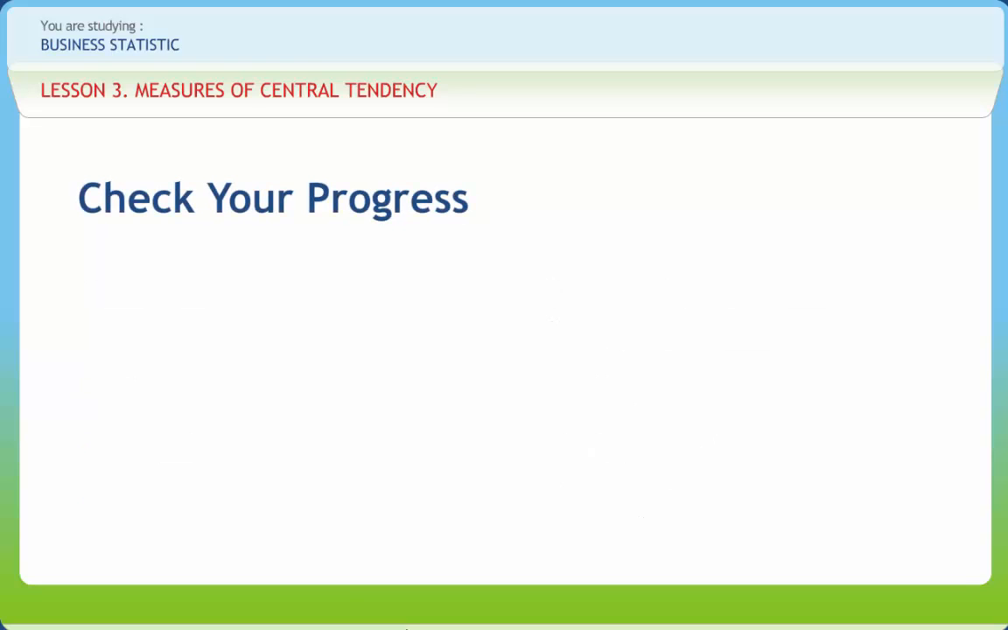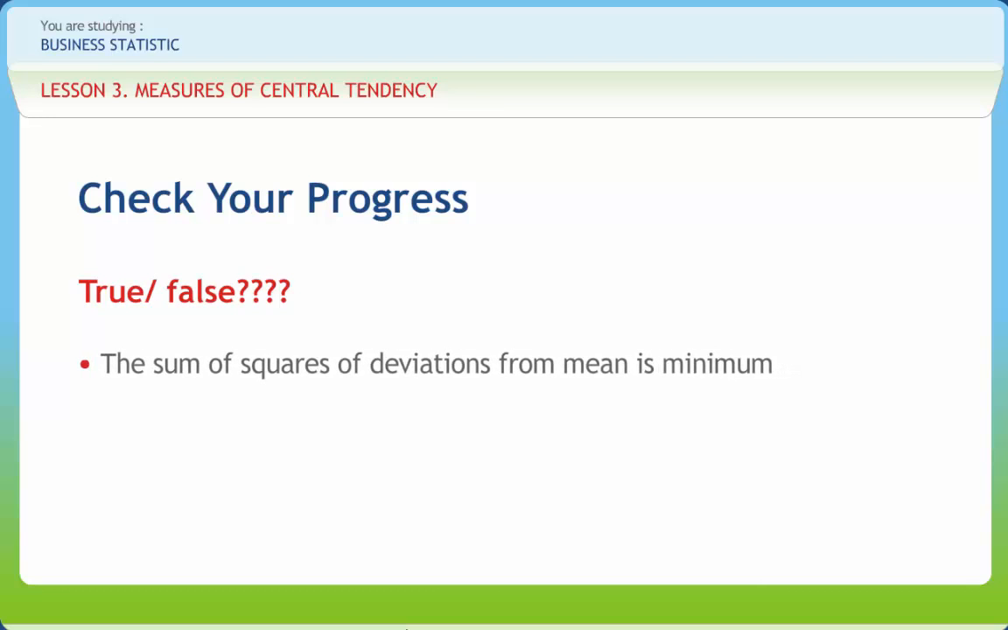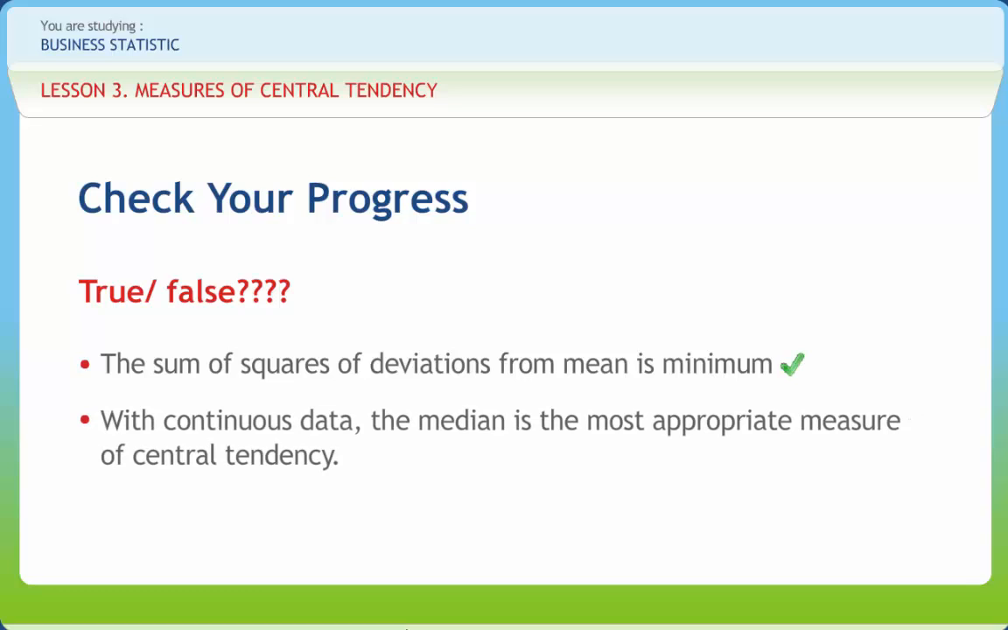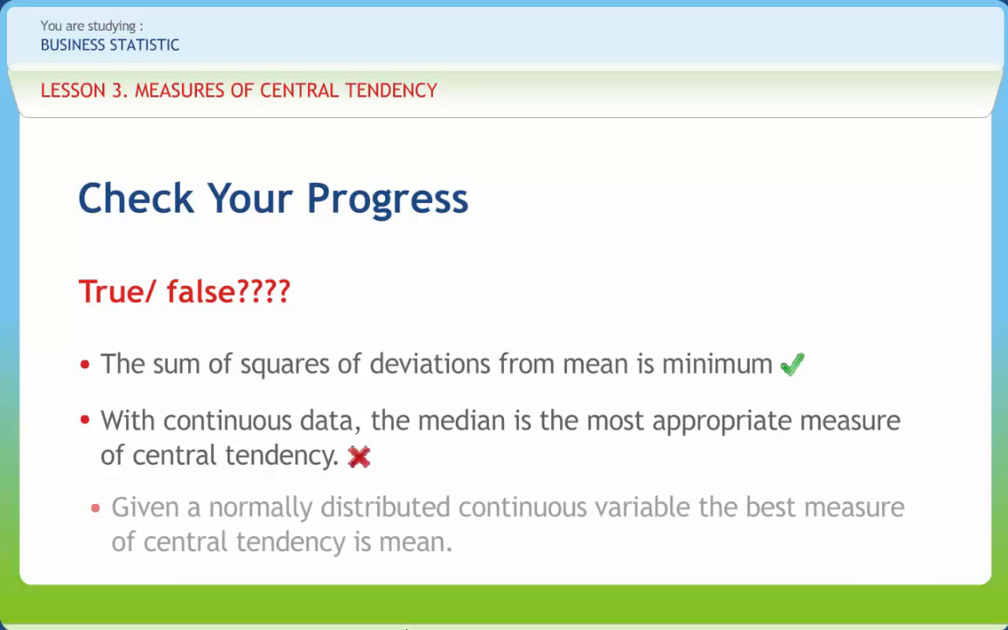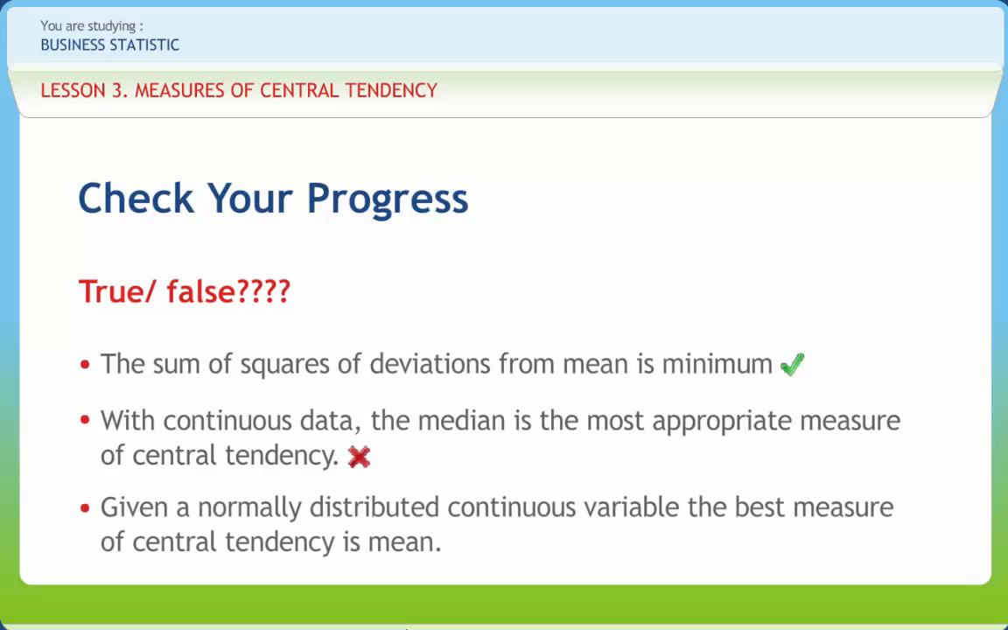Now let us check if we have understood the various concepts discussed in this lesson clearly. The sum of squares of deviations from mean is minimum. Right or wrong? Right. With continuous data, the median is the most appropriate measure of central tendency. Right or wrong? Wrong.